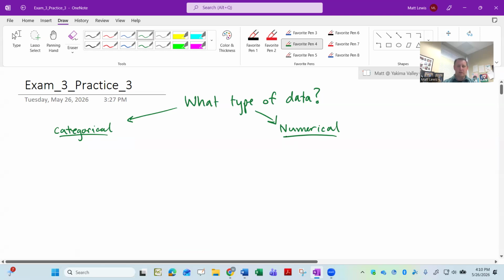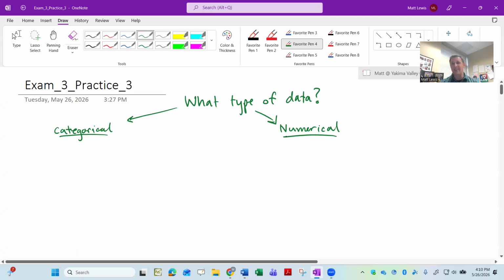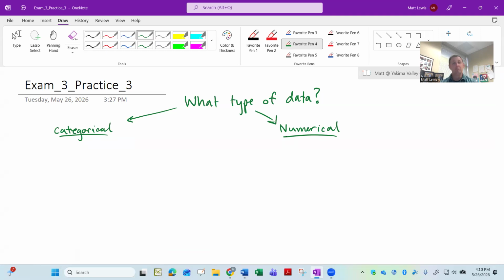And remember the little thought experiment that you can do in order to determine that correctly: if I'm the person walking around with a clipboard, what am I writing down as I collect data? Am I writing down a bunch of words? Well, then that means the data is categorical. Am I writing down a bunch of numbers? Then it's numerical. All right.